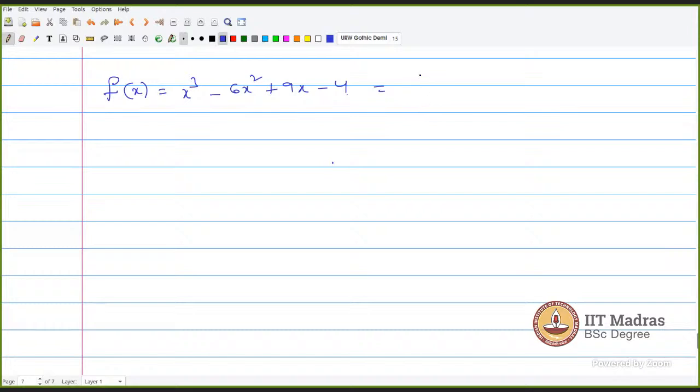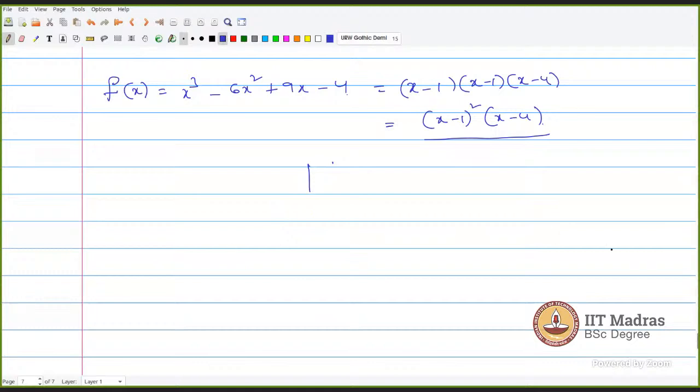Then use another method, divide by this and find the other roots. If you find the other roots also, you will get x minus 1 whole square and x minus 4 as the roots. So I can simply write it like this: (x minus 1)^2 into (x minus 4). Once you have a polynomial like this, with roots and multiplicities, you can actually sketch the graph, right?